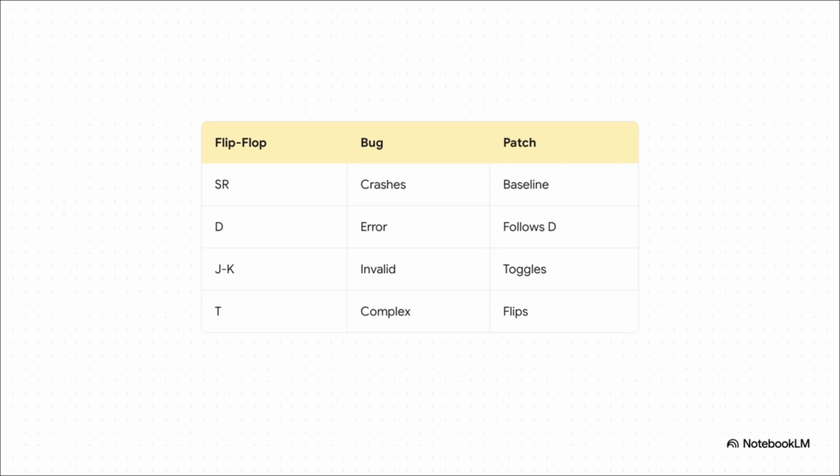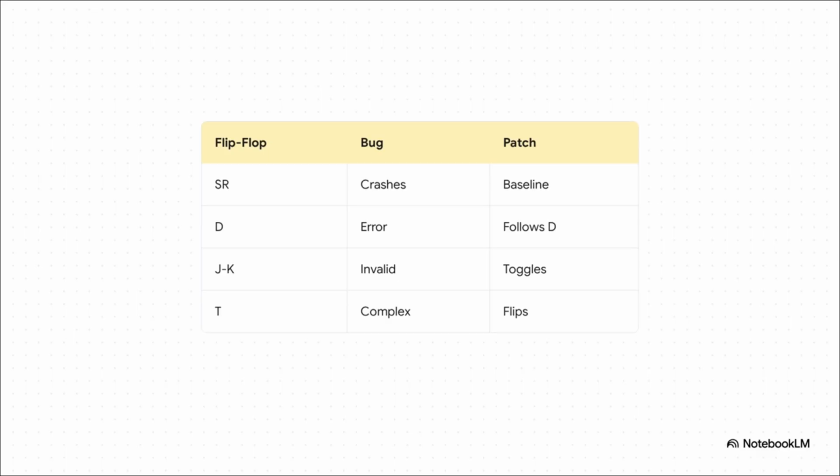Think of it like software updates. The D flip-flop fixes the SR's crash state by making sure set and reset can never be the same value. It just safely stores whatever data you feed it. Then the JK flip-flop takes that invalid 1-1 crash state and brilliantly turns it into a feature, causing the output to toggle instead of crashing. And finally, the T flip-flop simplifies the JK by creating a dedicated counting mechanism that just flips its state on every single clock pulse.